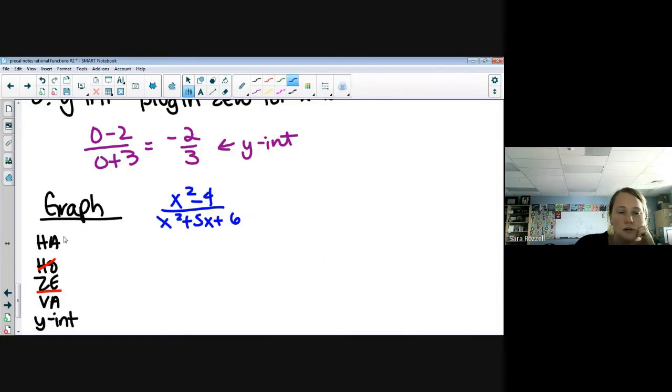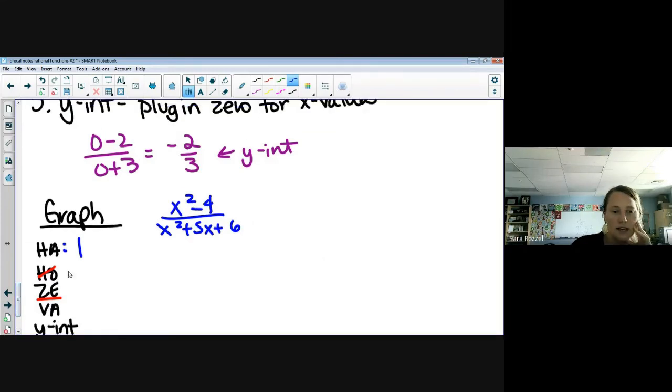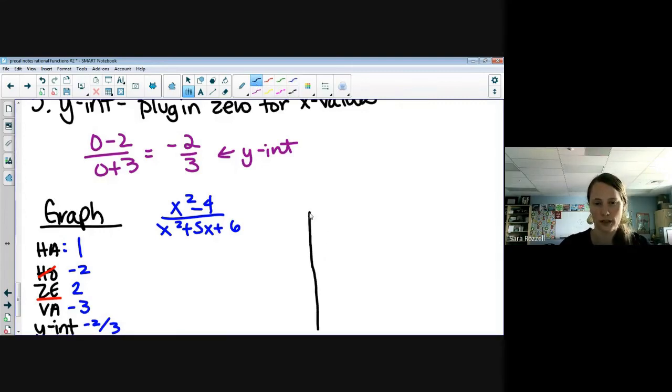Our horizontal asymptote, we said that was 1, right? Because 1 over 1 for the highest power stuff. Our holes, what were our holes? Hole was at -2. Our 0 or x-intercept was at 2. Vertical asymptote -3. And y-intercept -2/3. So let's put all that together on a graph.